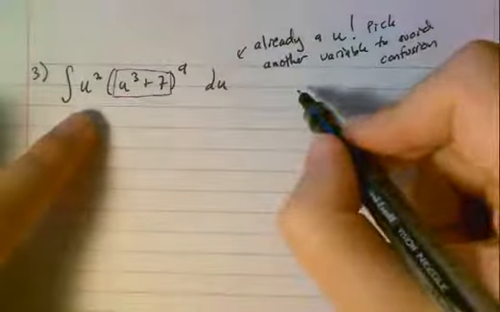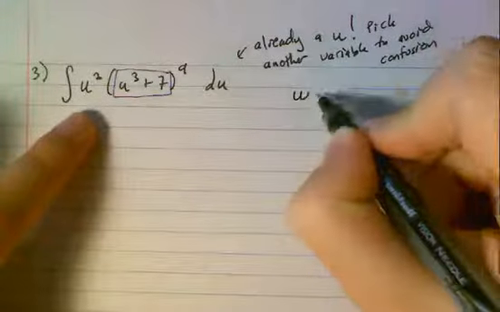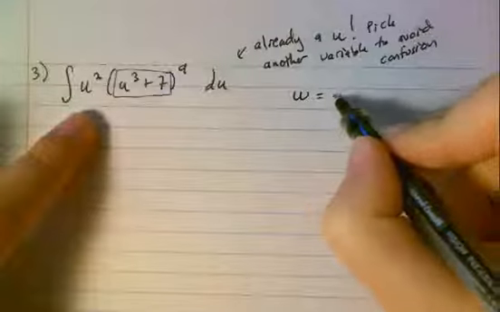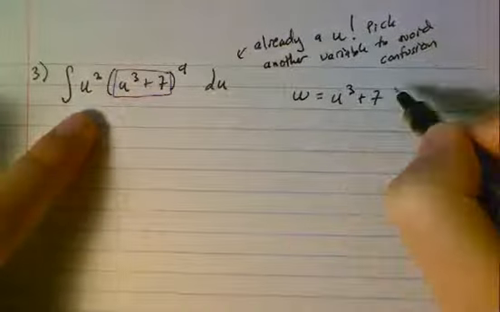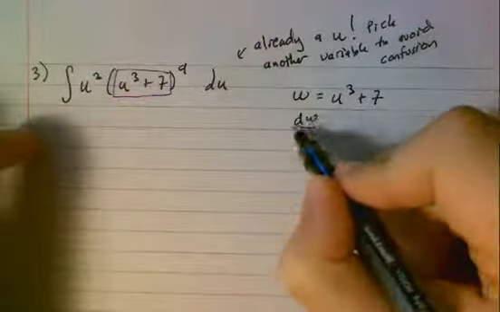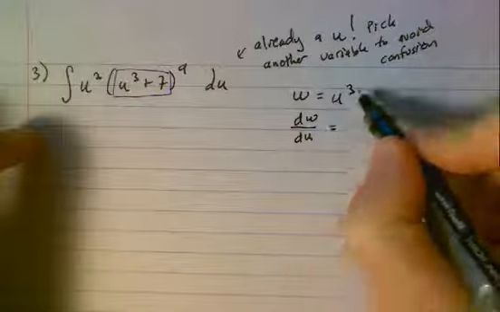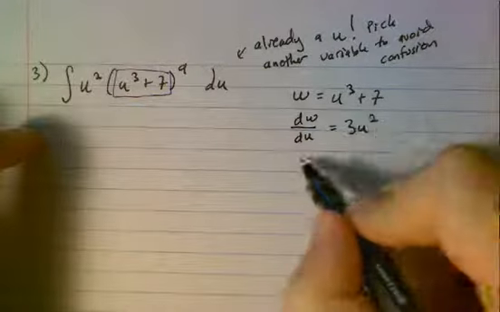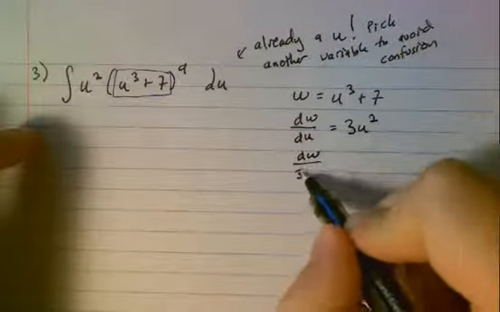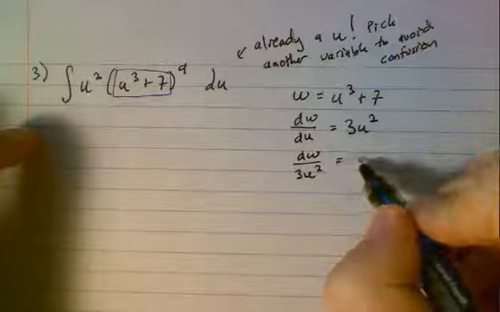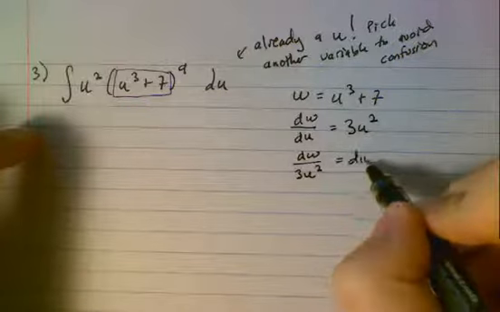Doesn't really matter what that variable is. I'll just go ahead and make it w since I can't use u. So let's say w equals what's in the box, so that's u to the third plus 7. So the derivative of w with respect to u is 3u squared. dw over 3u squared equals du.